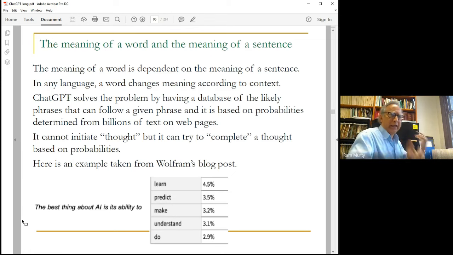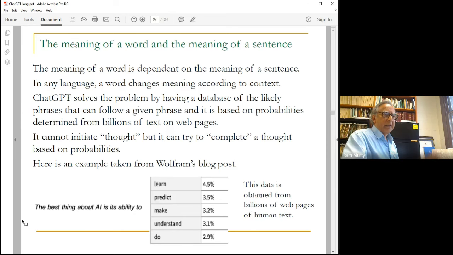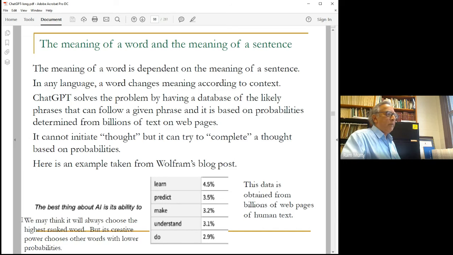So we would tend to think that you would pick learn, but the other words are equally valid as choices to follow this particular phrase. This data is obtained from billions of pages of human text. Now, we may think it'll always choose the highest ranked word, but it's creative, if you want to call it creative power, it chooses other words with lower probabilities because the other words are equally valid. And so this is the aspect of creativity.